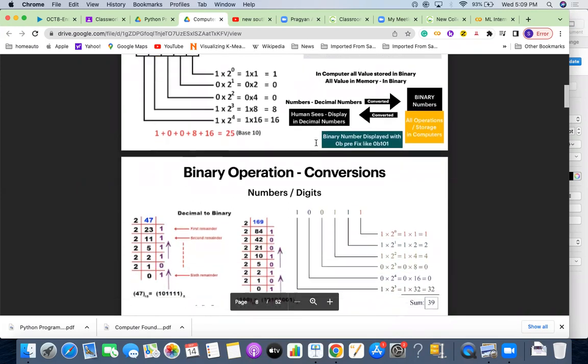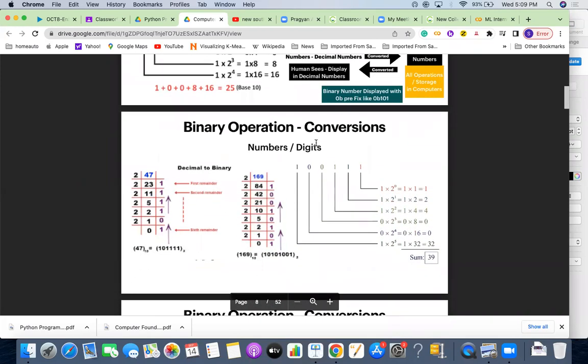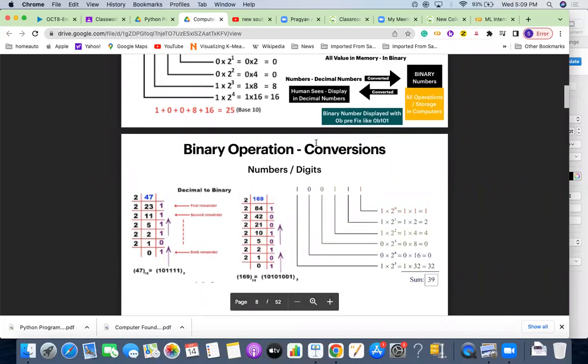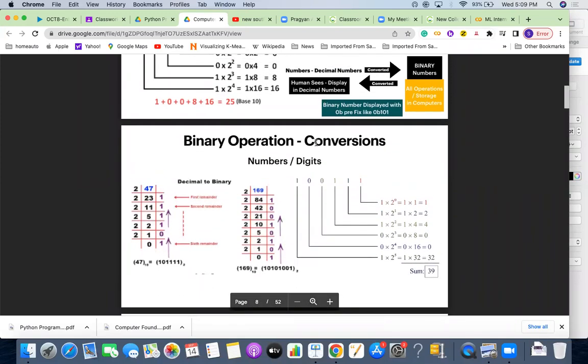Okay. So now the binary system, I'm not interested to go through. I think you already know the binary system, how to convert decimal to binary, binary to hexadecimal, all those things. So I'm not interested. You people know, correct? Yes, sir.